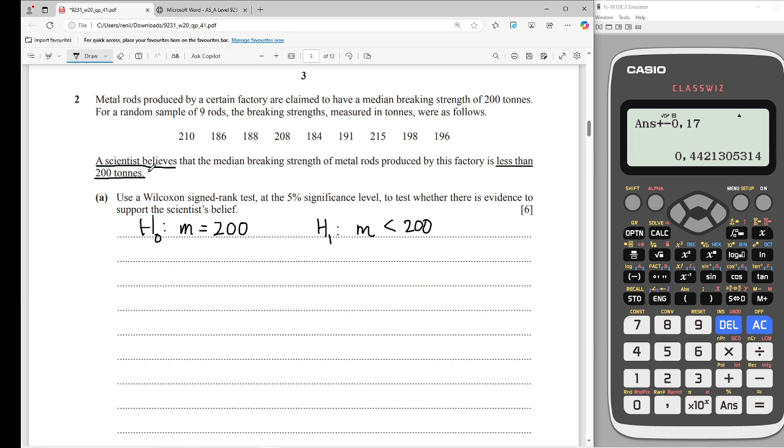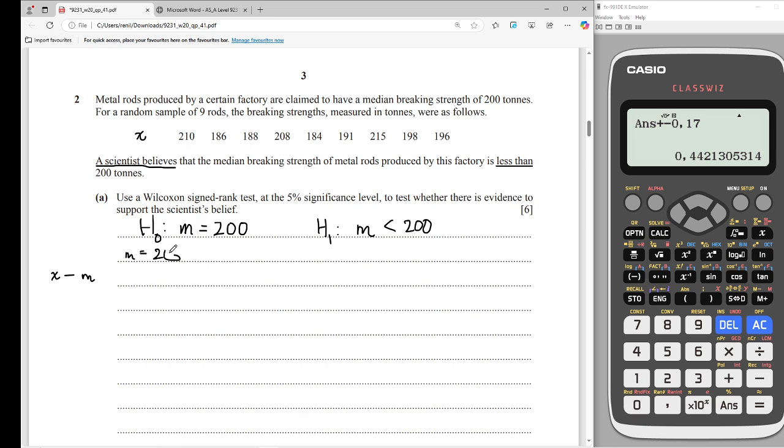Next up, I'm going to label all these values as X. Whenever we have a stated median value, in this case 200 tons, we have to use X minus our median value, X minus M, where M is equal to 200, as stated in the hypothesis. You can write X minus 200, that is no issue either. So when we do X minus M, you're going to get different values for each.